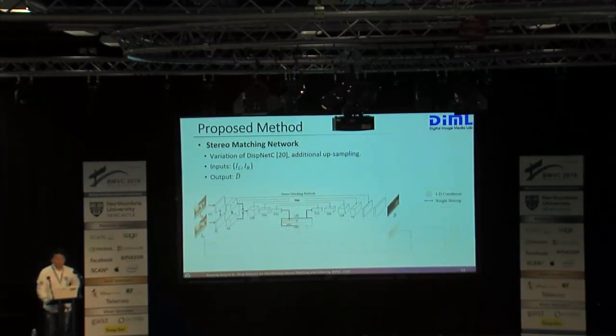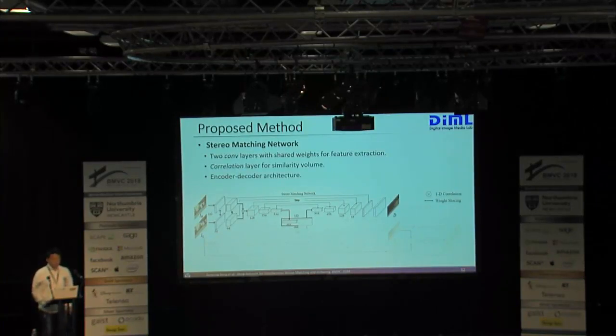First, I'll describe the stereo matching network. Our stereo matching network is a variation of this Nassir, but with an additional upsampling. It takes hazy left and right images as input and estimates the disparity map aligned to the left image.